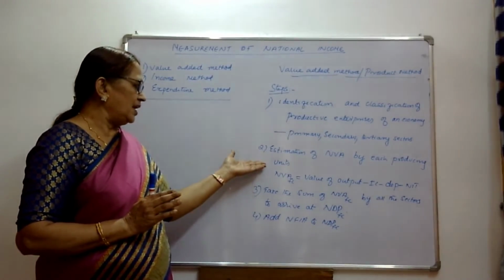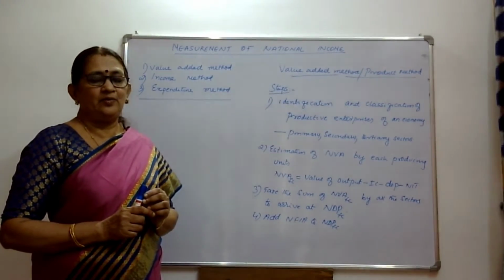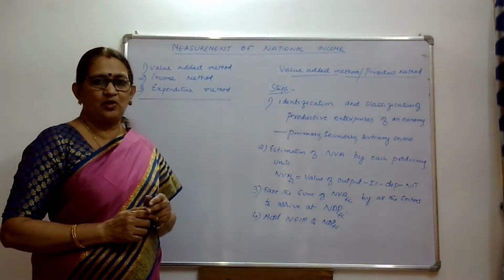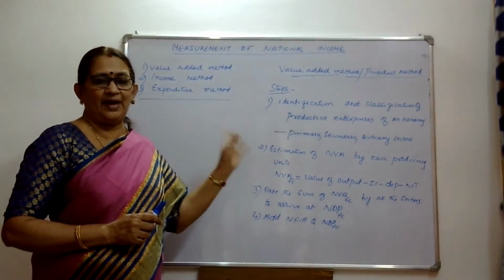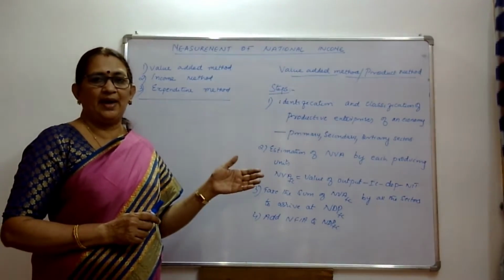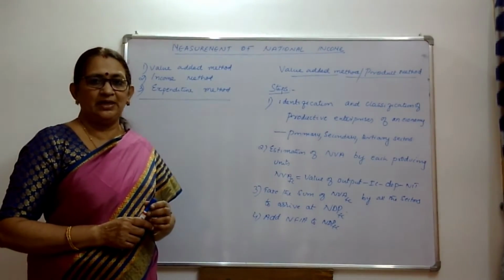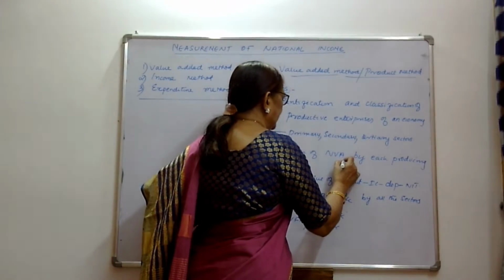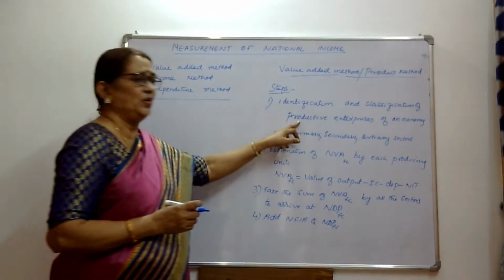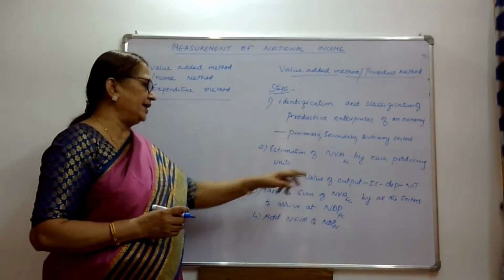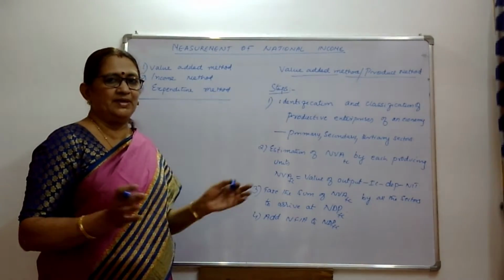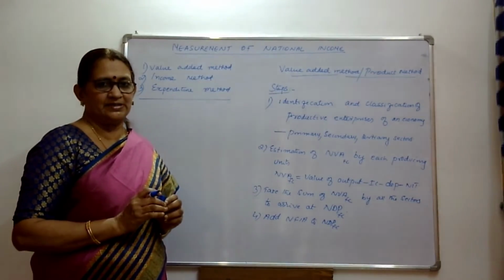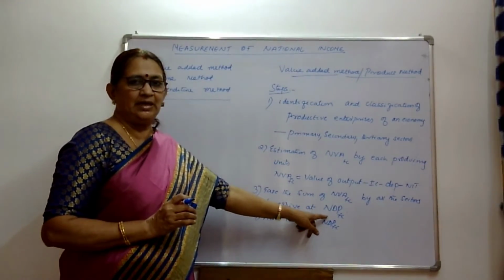Then, the estimation of net value added by each producing unit. The estimation of net value added at factor cost or net value added at market price by all the producing units. So, it is net value added at factor cost. For every unit we have to calculate net value added at factor cost. After that we will sum up the net value added at factor cost of all the producing enterprises in order to arrive at domestic income, NDP at factor cost.